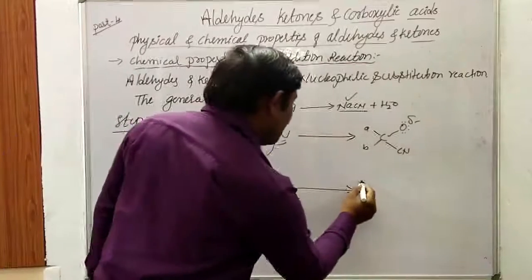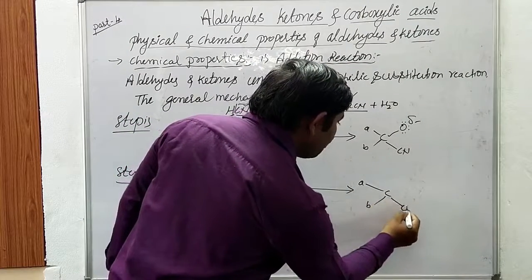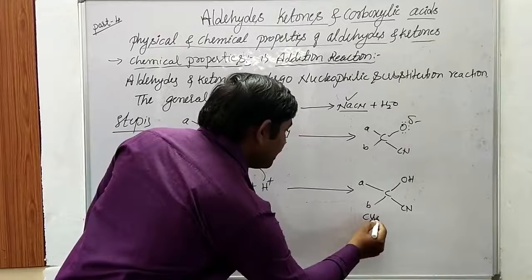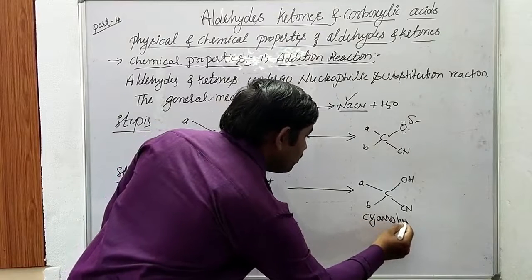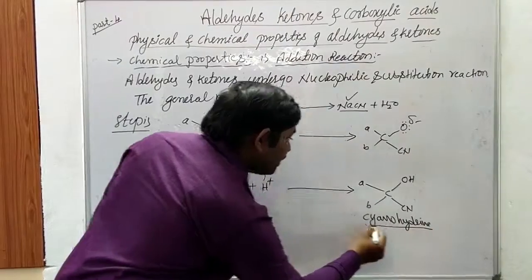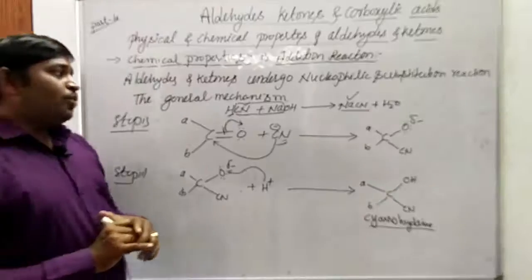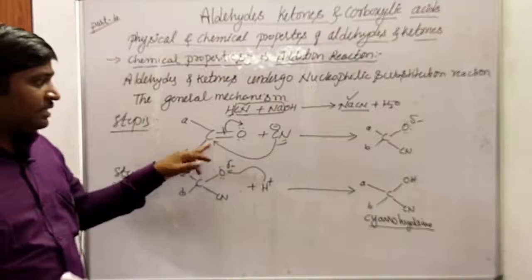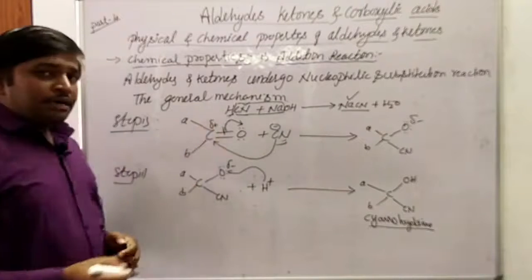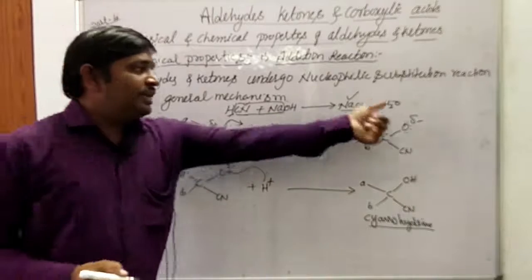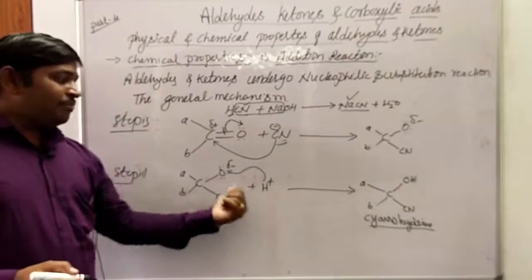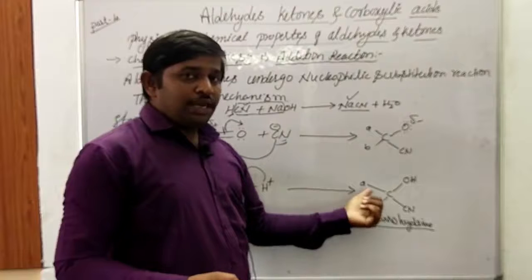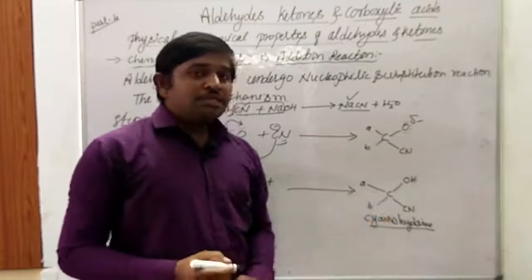So ultimately, the attack of this electrophile on the nucleophile product forms a hydroxyl group. This is cyanide, this is OH. This addition product is called cyanohydrin. Cyanohydrin is the product that is going to be obtained. So in the first step, cyanide acts as a nucleophile, attacking the highly electropositive carbon atom of the carbonyl group, and the oxygen will get a negative charge. That negative charge is attacked by the electrophile, hydrogen. That electrophile will attack this oxygen. Ultimately we get an addition product, and that addition product is called cyanohydrin.